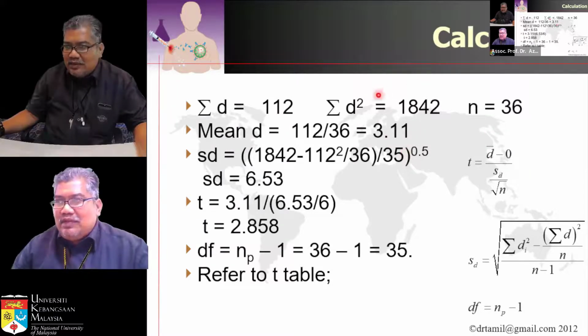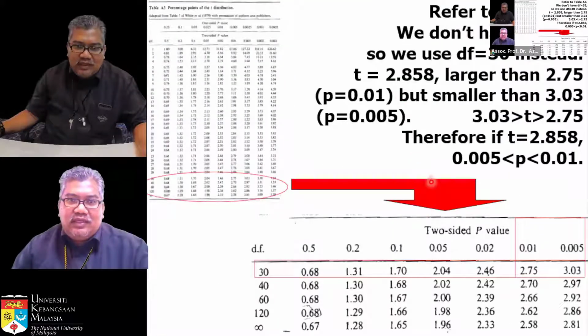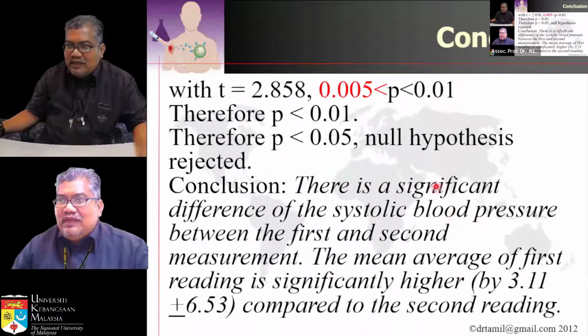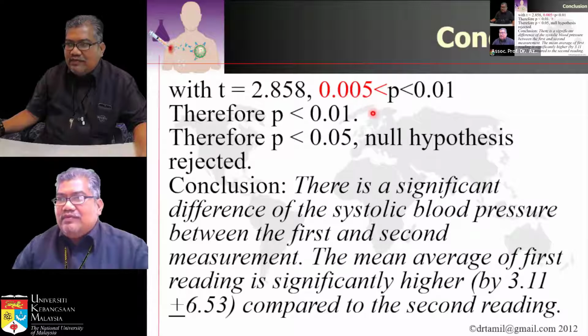Here's an example of calculation manually. You can see it is a big mess. Then you have to refer to the table to get the p-value. Based on the p-value, you can see here the t is 2.858, larger than 1.96. Therefore, the p-value is significant. The p-value is smaller than 0.005.